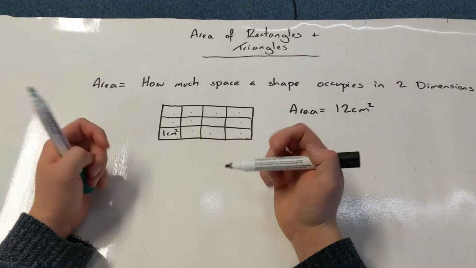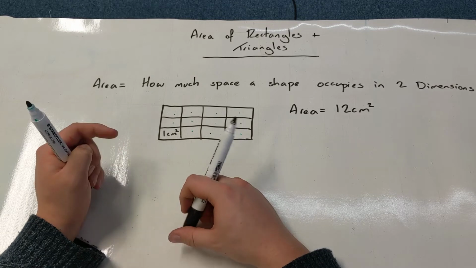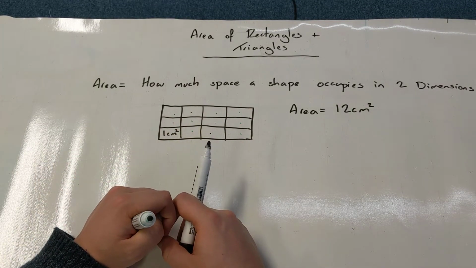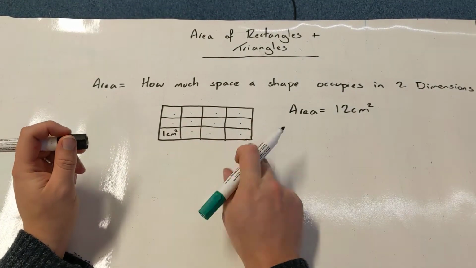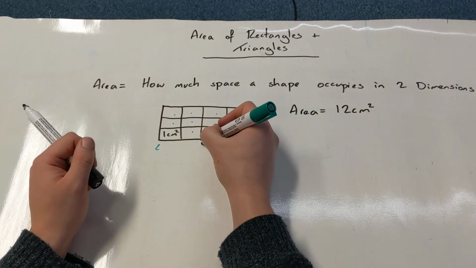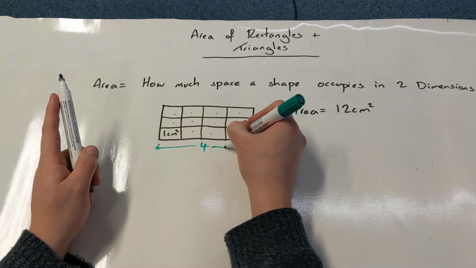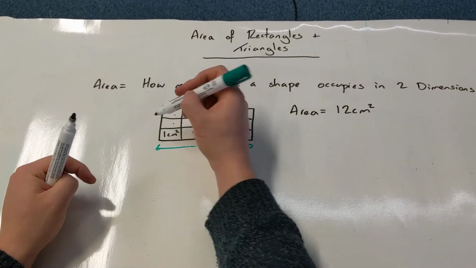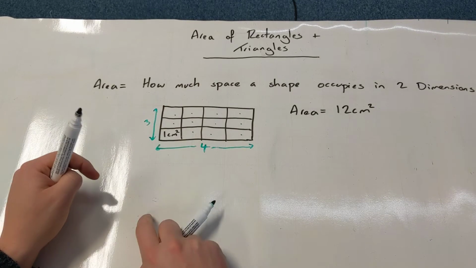But let's say we had a massive shape, and we don't want to count all those boxes. That's really annoying. So how could we more quickly work out how many boxes there are? Well, we know one row along the bottom here is 4 boxes, isn't it? And then, how many rows of 4 have I got? Well, I've got 3 rows of 4, don't I?